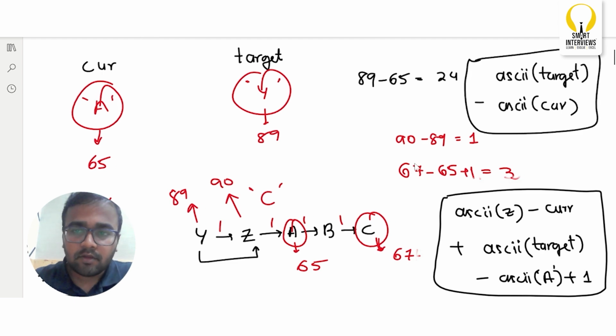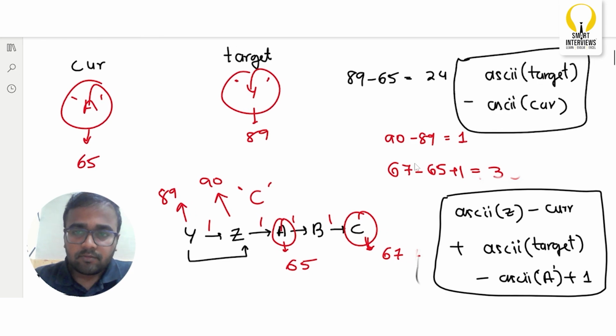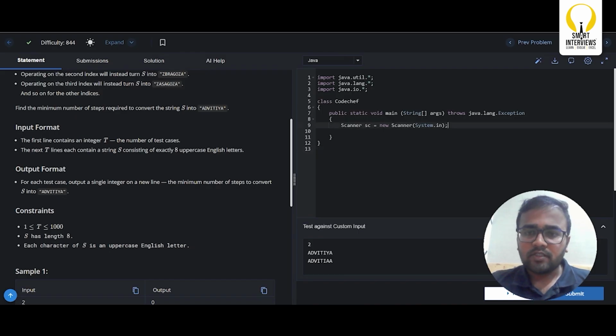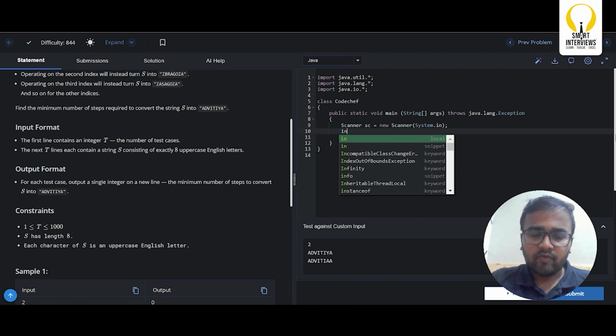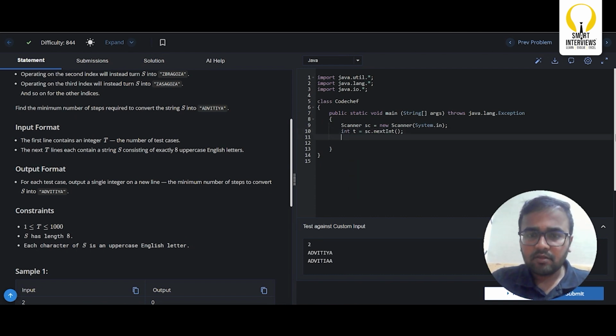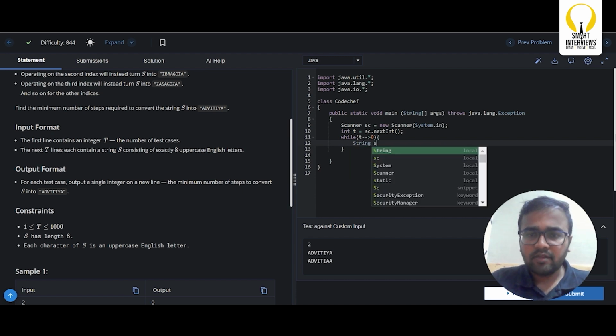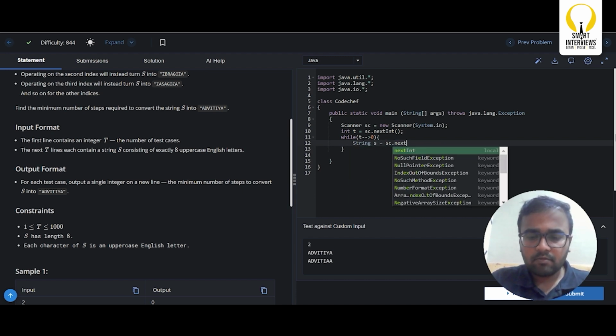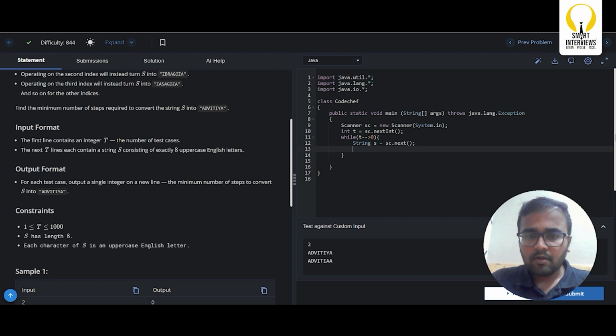Let us convert this logic into code. According to the input format, let us read the number of test cases. Then we'll iterate on the number of test cases. For every test case, you are supposed to read the string. And we are comparing the given string with the original string. Our original string is fixed. This is our original string.